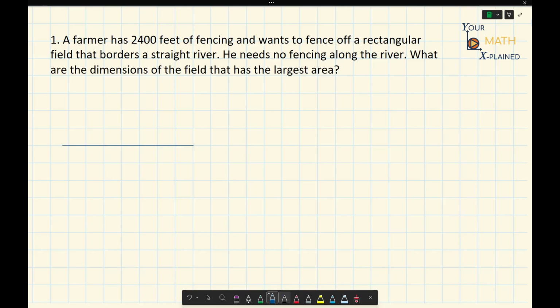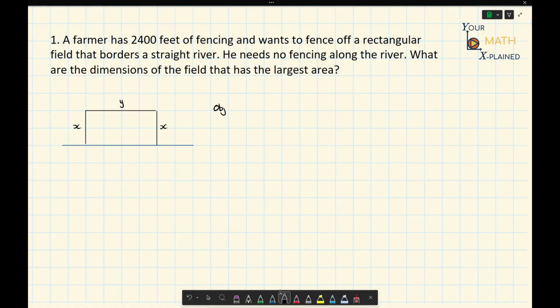So this blue line is that straight river, and what the farmer is going to do is set up fencing along this river, and the fenced off area is going to be a rectangle, something that looks like this. Now he doesn't need any fencing along the river, so he only has three sides. So let's say that this side is x, which means this side is also x, and then the top side we can call y.